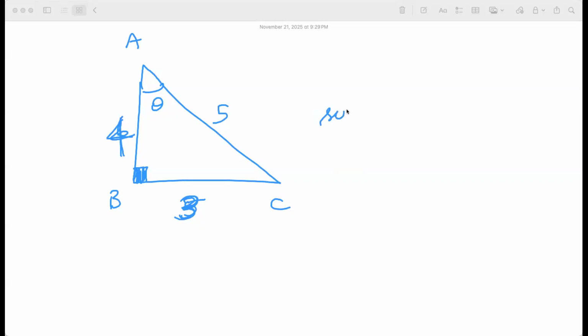Now, what is sine theta, guys? What is sine theta? SOH. Sine is opposite by hypotenuse. What is the opposite side for the angle? BC. Yeah. 3 by, what is the hypotenuse? The hypotenuse is 5. Makes sense?